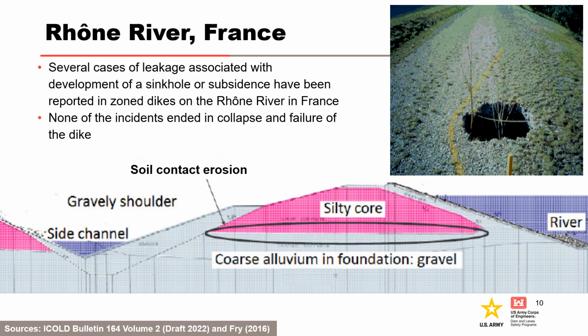Soil contact erosion may be interrupted if the water level and Darcy velocity are not high enough to sustain continuous erosion, or if they don't remain high enough for periods long enough to sustain continuous erosion.